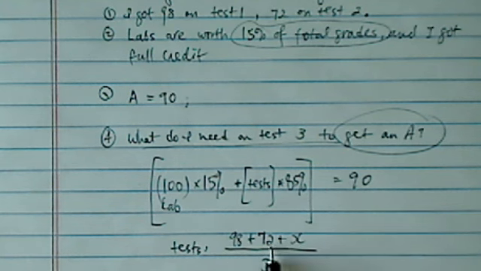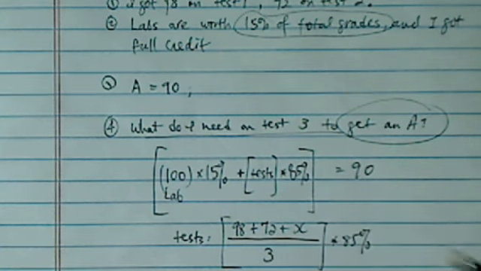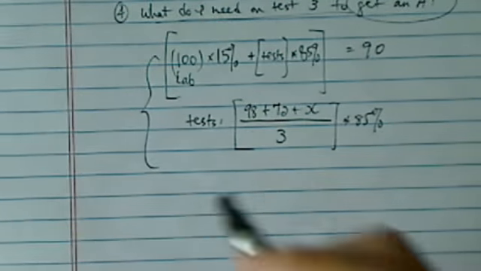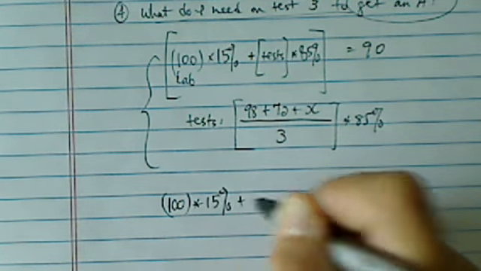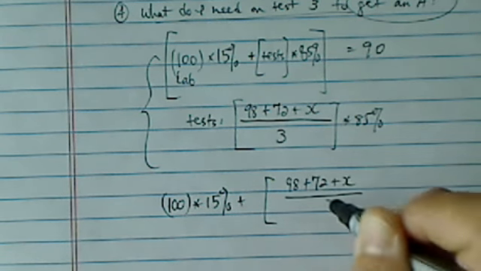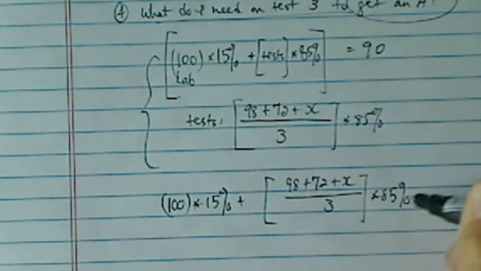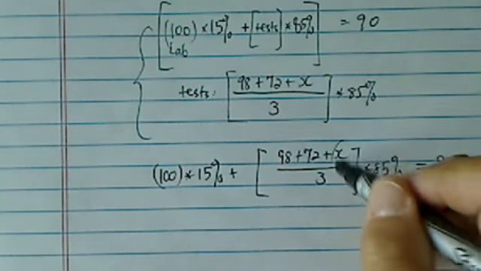So you have 98 plus 72 plus x, whatever test 3 you have to get. On average, add them together, divide by 3. And whatever this thing happens to be is worth 85% of your grade. Well, let's plug everything in, and I'm going to solve it as a word problem. Okay, so 100% for the lab, that's worth 15%, plus test 1, 98, test 2, 72, test 3, we don't know, over 3, that's the average of the tests, and that's worth 85% of your grade. And you are hoping to get a 90. Good for you, you're aiming for an A. So now we're going to solve for this variable x.